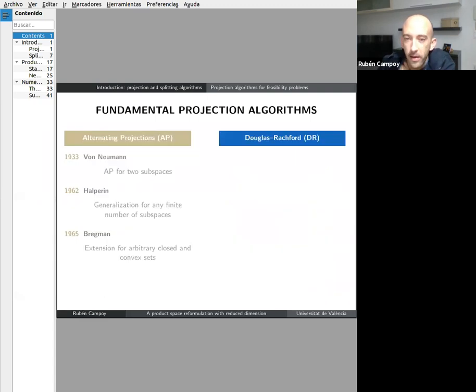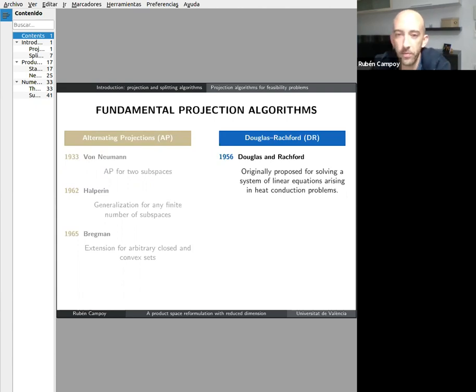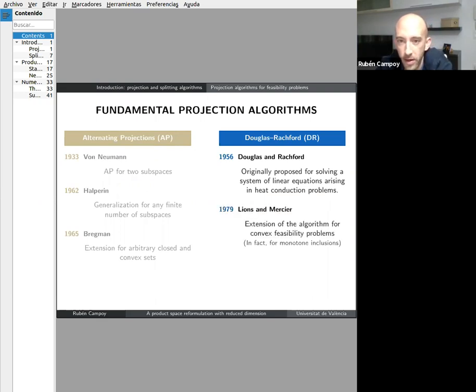On the other hand, and we will be focused more on this second algorithm, Douglas-Rachford. The name comes from the paper by Douglas and Rachford. They proposed the algorithm for a particular linear system of equations, but it's actually Lions and Mercier who provided the convergence theory for the case of feasibility problems for general convex sets, or even in a more general setting of monotone inclusions.